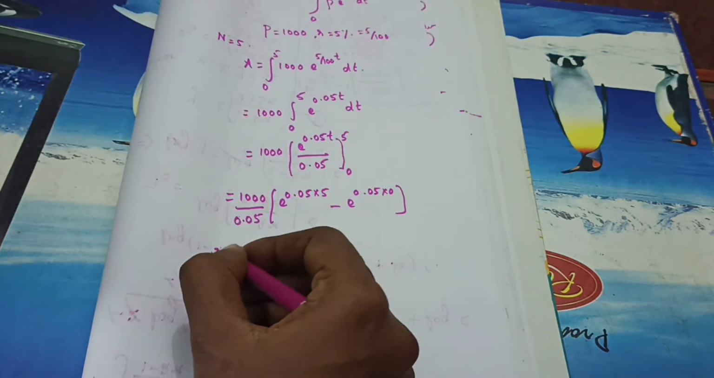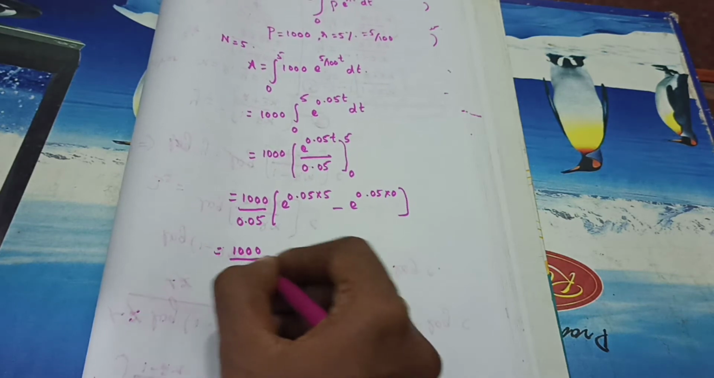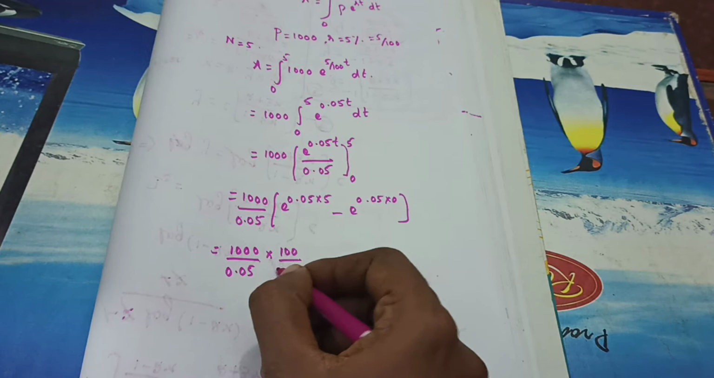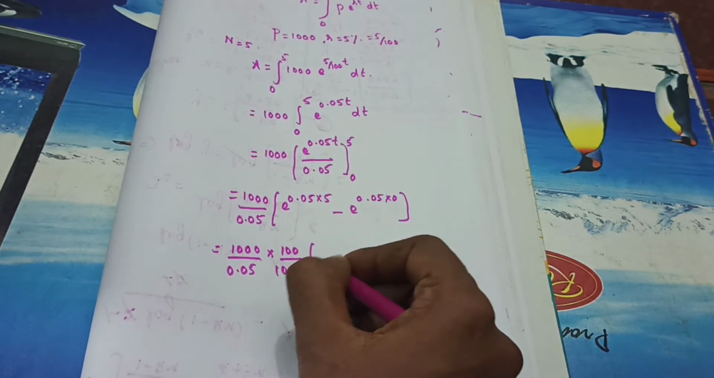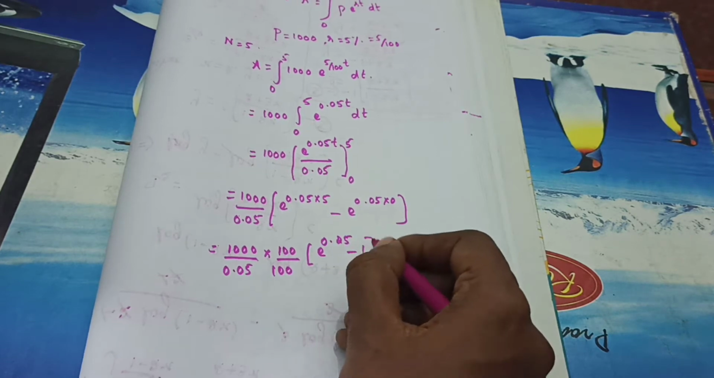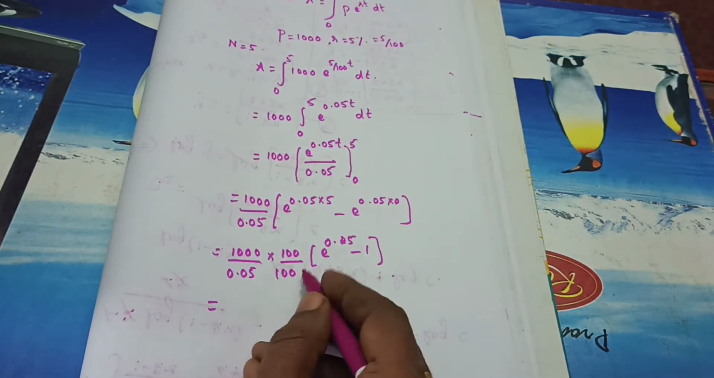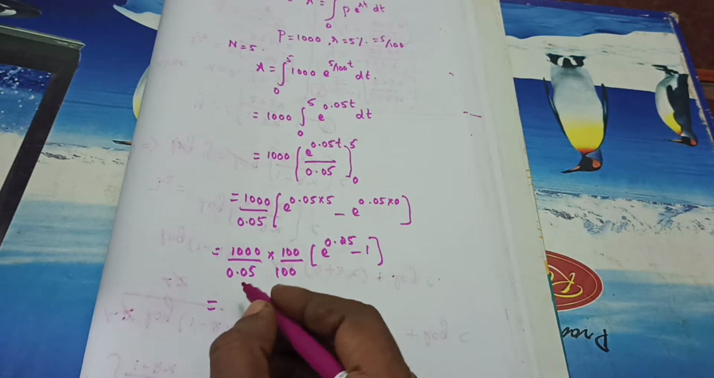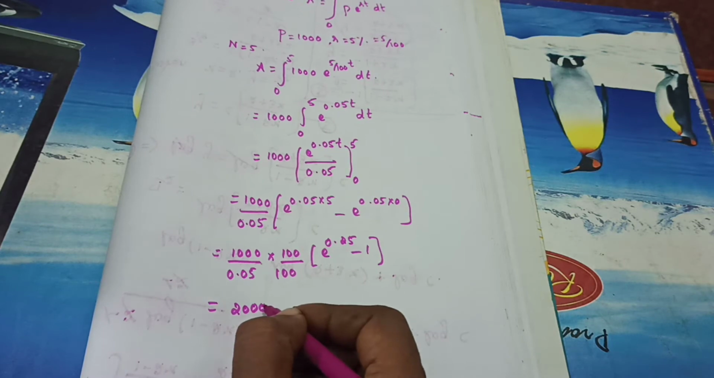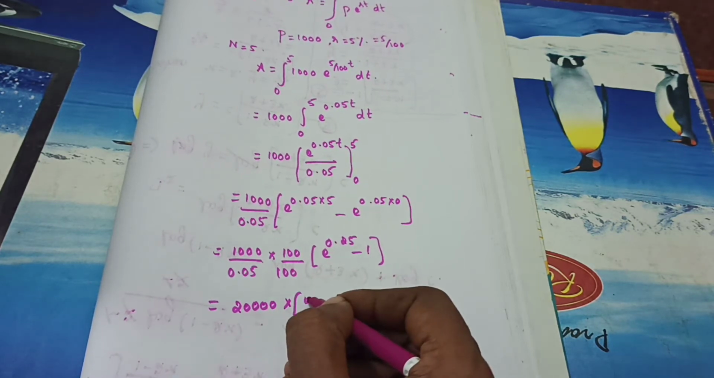That's equal to, if you divide, it is 1000 divided by 0.05. Numerator and denominator, you multiply with 100. That's equal to e power 0.25 minus 1. Okay, so here what will happen? Two points will go afterwards, is it right? So if you cancel, you will get the value as 20,000 into e power 0.25.